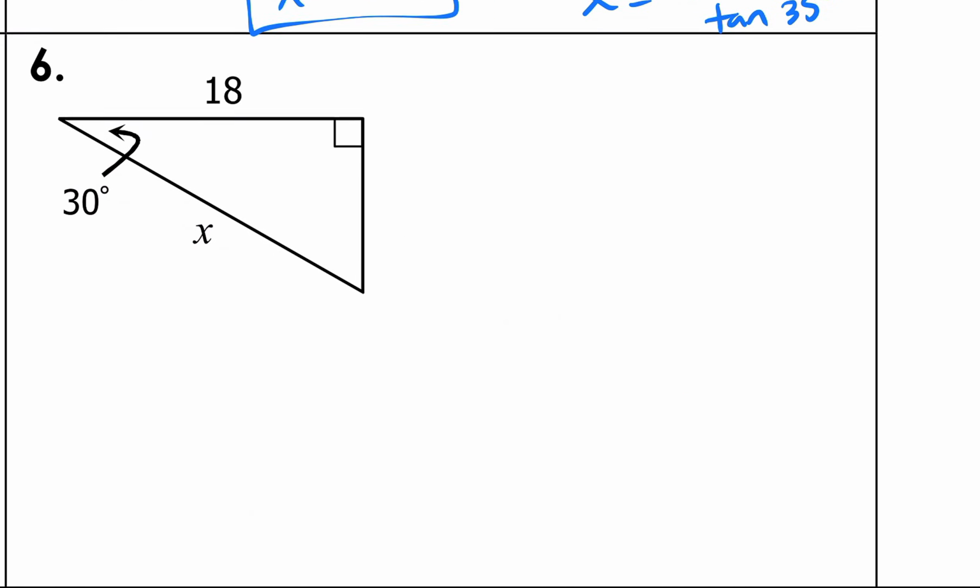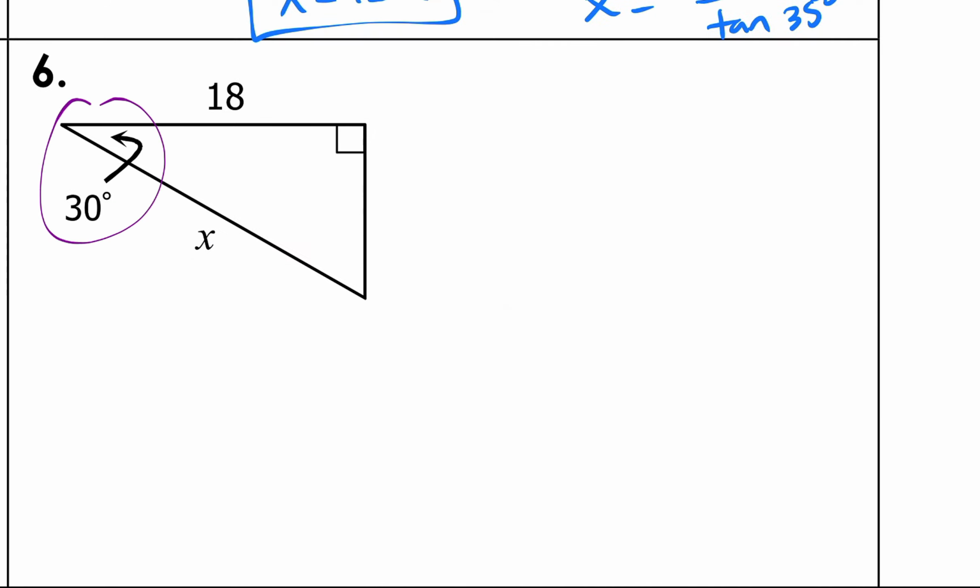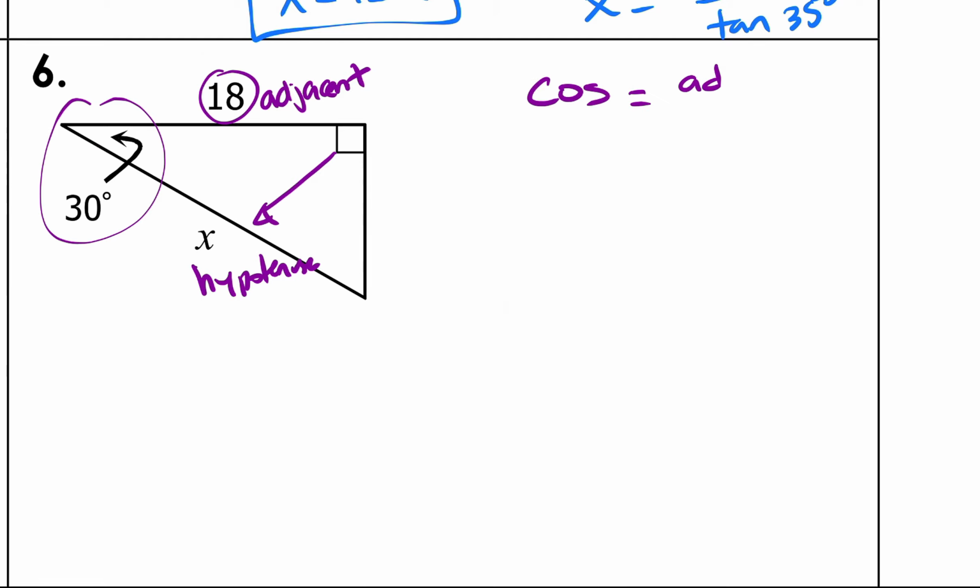Okay, number 6. So we have 30 degrees. We have x as our hypotenuse. Now 18, is that the side that is adjacent to 30 degrees, or is it opposite of the 30 degree angle? That's right, it's adjacent. It's next to. Okay, so now which one has adjacent and hypotenuse? That's cosine. So cosine is adjacent over hypotenuse.